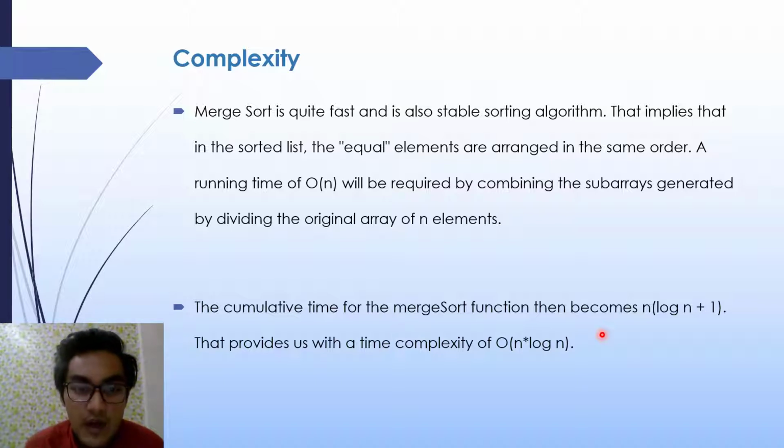Now I am gonna talk about the complexity of merge sort, the time complexity and the space complexity of merge sort. So merge sort is quite fast and is also a stable sorting algorithm. That implies that in the sorted list, the equal elements are arranged in the same order. A running time of order n will be required by combining the sub-arrays generated by dividing the original array of n elements. The cumulative time for the merge sort function then becomes n into log n plus 1. So that provides us with a time complexity of order of n log n.